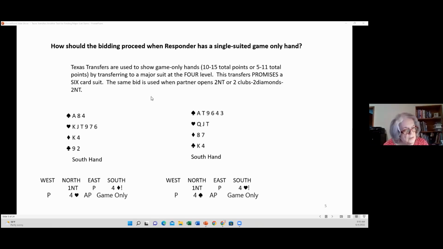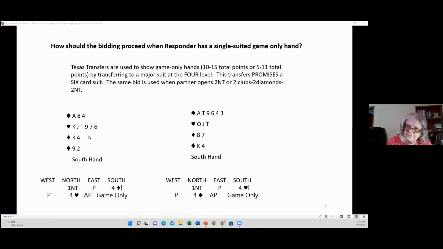You transfer following a 2 no trump opening in the same manner, but you obviously need fewer points when partner has opened 2 no trump than when he has opened 1 no trump. Here are some examples. Here's a south hand that has 11 high card points in it and a 6-card heart suit. South shows that by bidding 4 diamonds. Partner bids 4 hearts. Everybody passes. This is a game only hand.